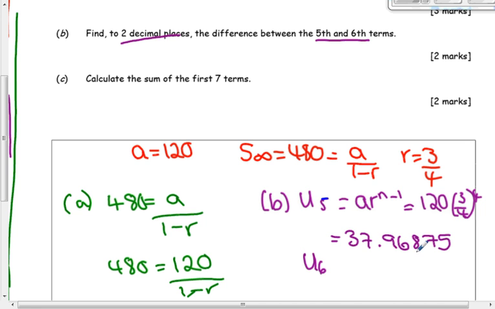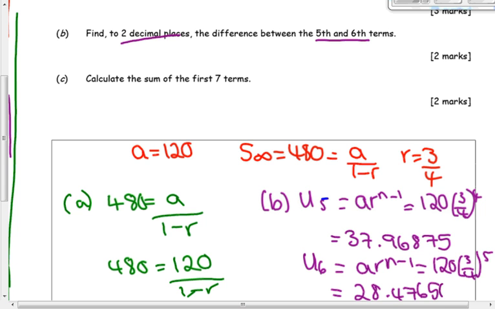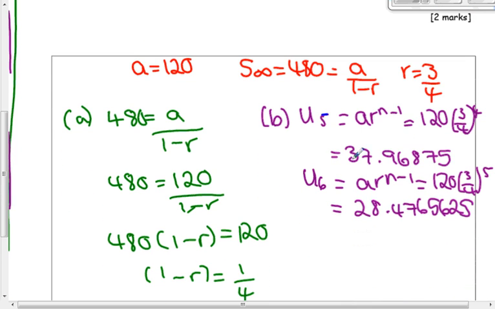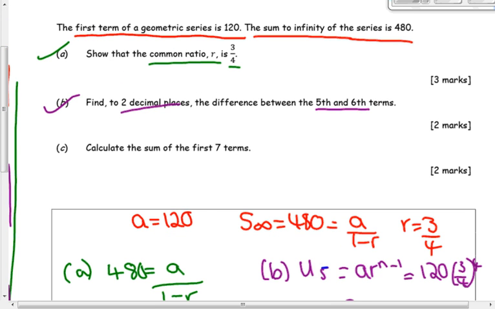which gives me U5 equal to 37.96875. And U6, A times R to the power of n minus 1, will equal 120 times 3 quarters to the power of 5, which gives me 28.4765625. Now I'm finding the difference between them. So I'm going to do U5 minus U6, which gives me 9.49 to 2 decimal places. So that is part B completed.